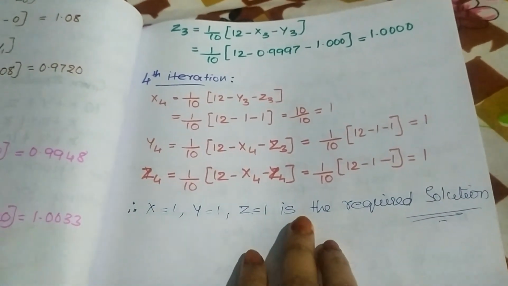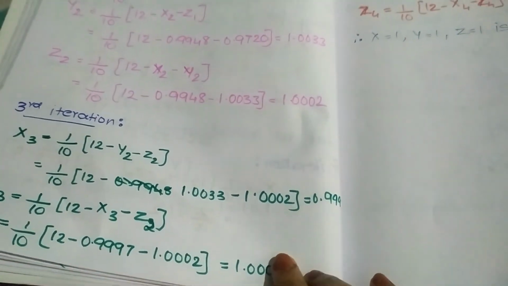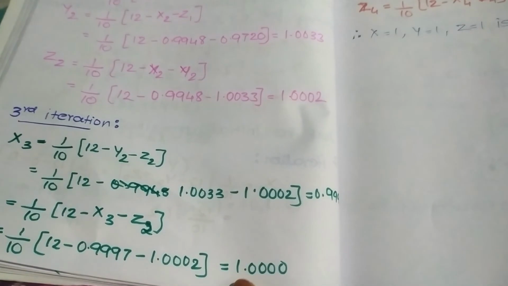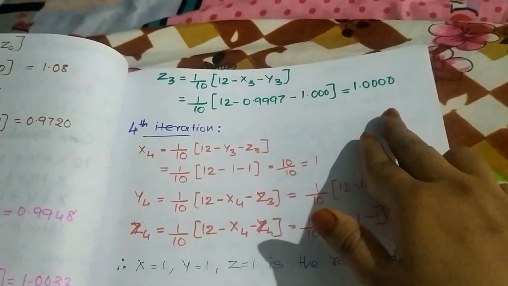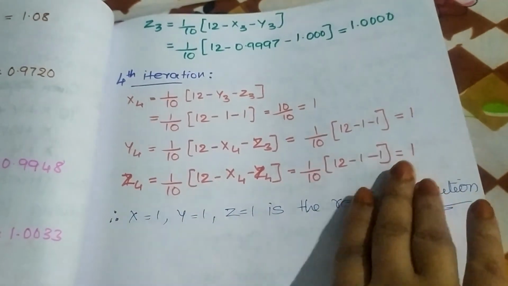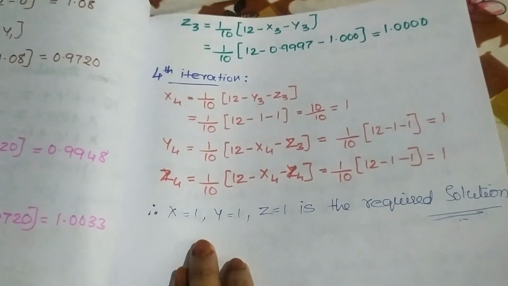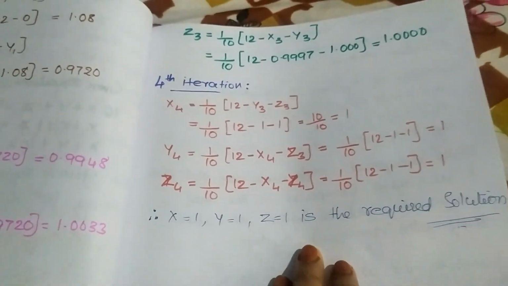Now here we have the third iteration values, that is 0.9, 1 and 1. Here the fourth iteration values are 1, 1, 1. These are almost similar. Therefore the required solution is x equals 1, y equals 1 and z equals 1.